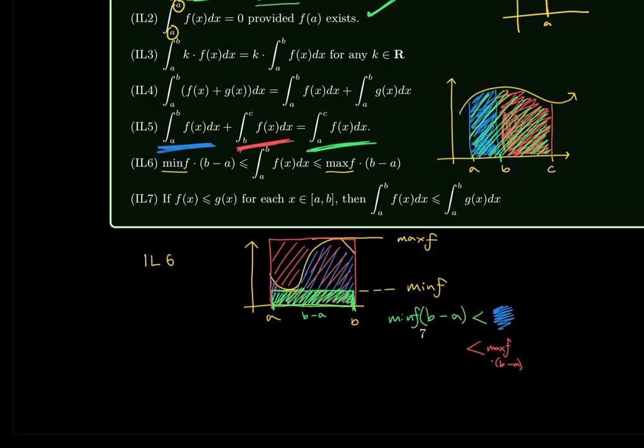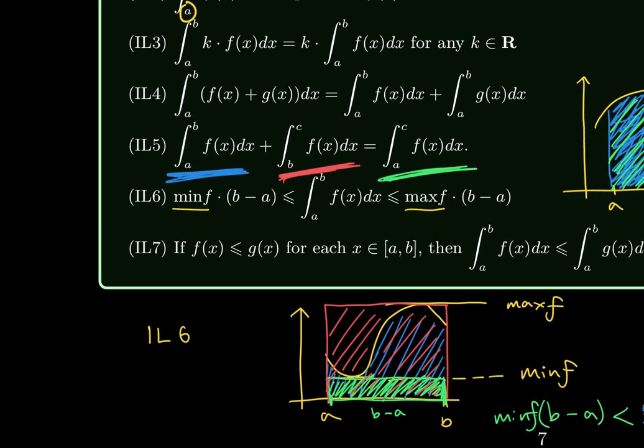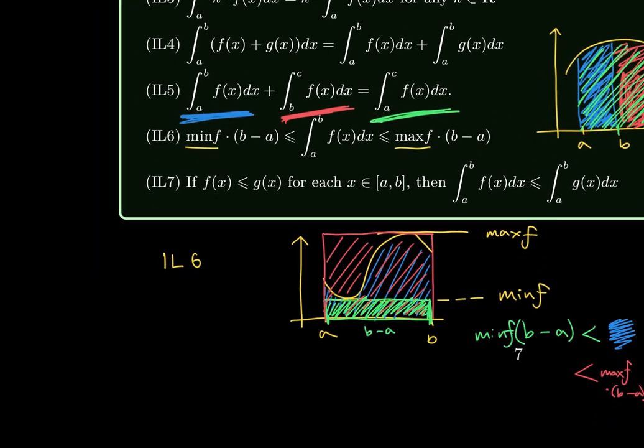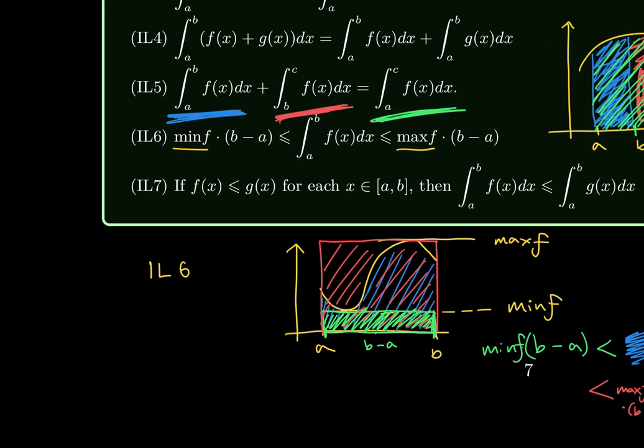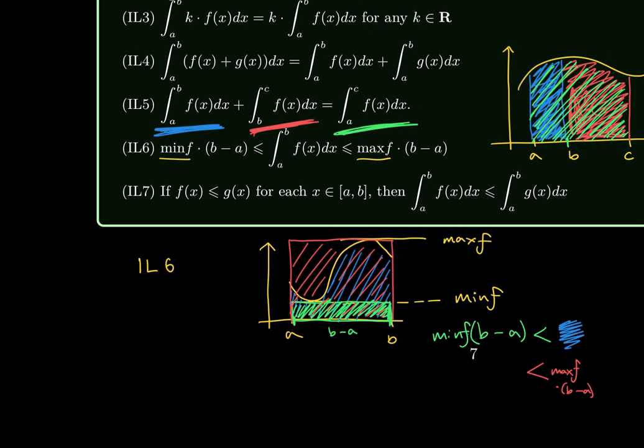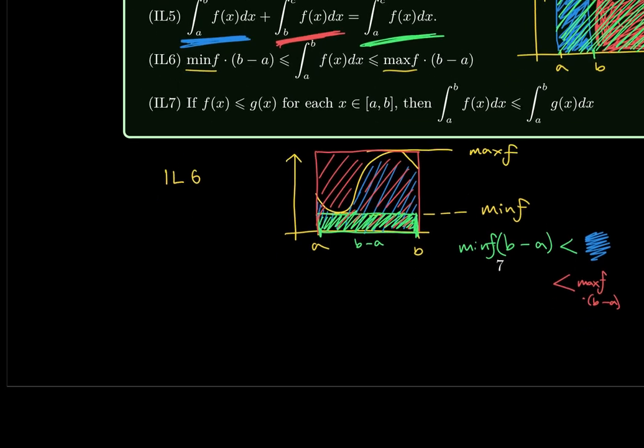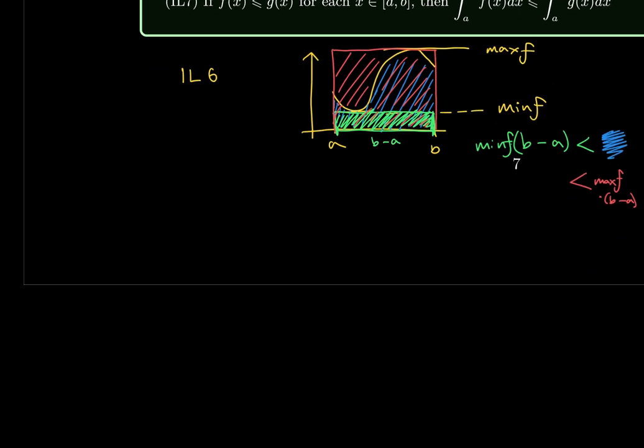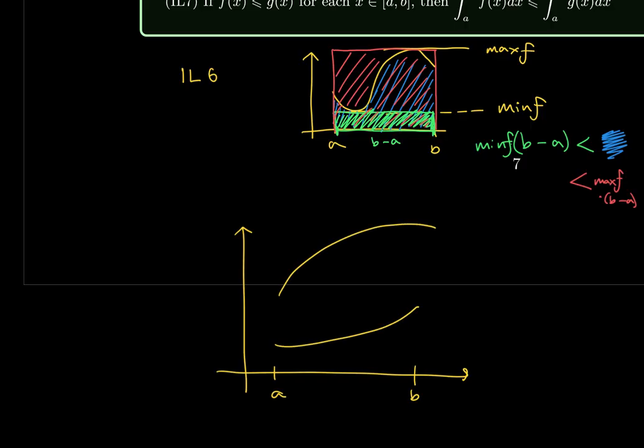Something like that. All right, this one's also pretty intuitive. If f of x is less than g of x, then the area under their curves are going to respectively be less than each other. So I'll draw this guy. We have A to B. Maybe some f of x like that, g of x like this.